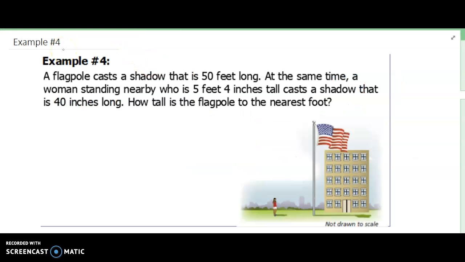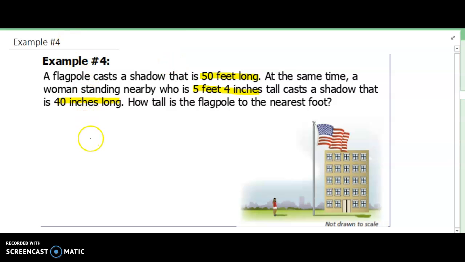All right, let's look at example 4. It says a flagpole casts a shadow that is 50 foot long. Okay, so the shadow is 50 foot long. At the same time, a woman standing nearby, 5 foot 4 inches, casts a shadow that is 40 inches long. How tall is the flagpole to the nearest foot? Clearly, it's taller than this building, so we are not going to grab a tape measure and just measure this.